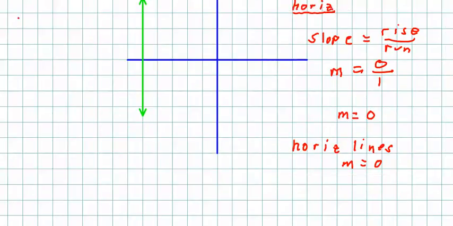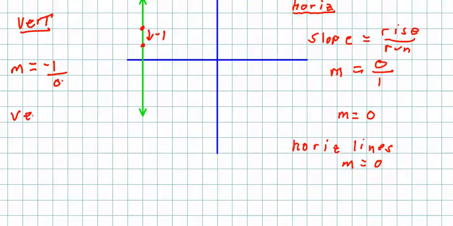Now, let's look at the vertical line. And again, we're going to pick 2 points. The slope is the rise from here to here. From here to here, I go down negative 1. And I go over 0. I don't change my x at all. We are not allowed to divide by 0. Take your calculator and see what you get. All right, it's going to say error. We're not allowed to divide by 0.